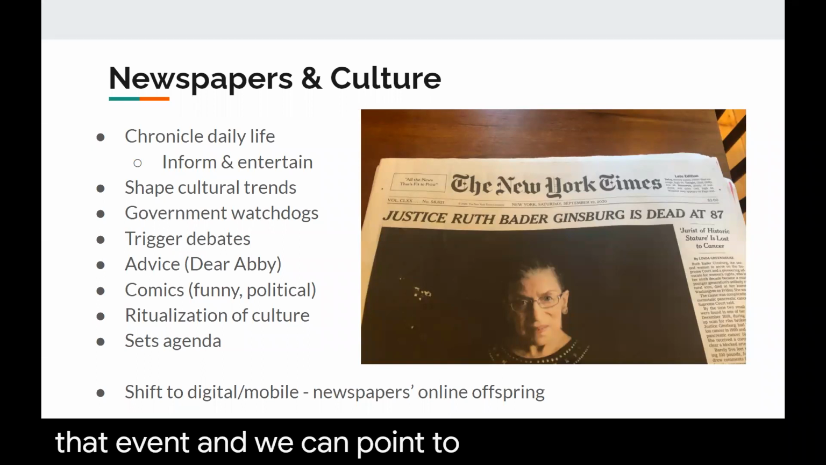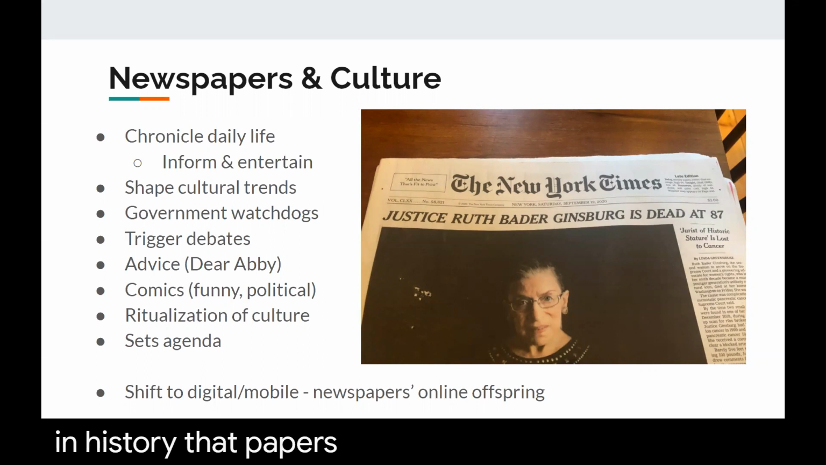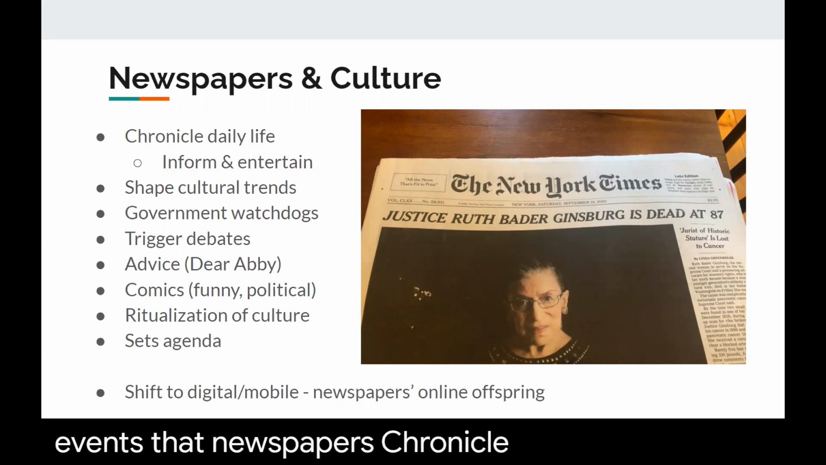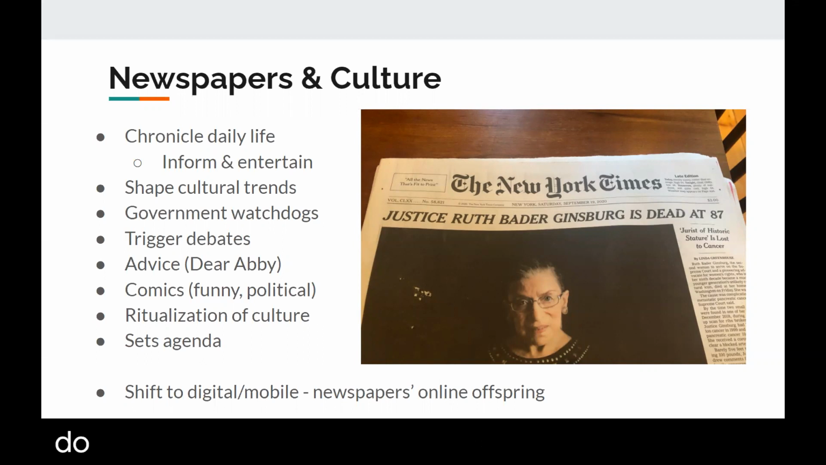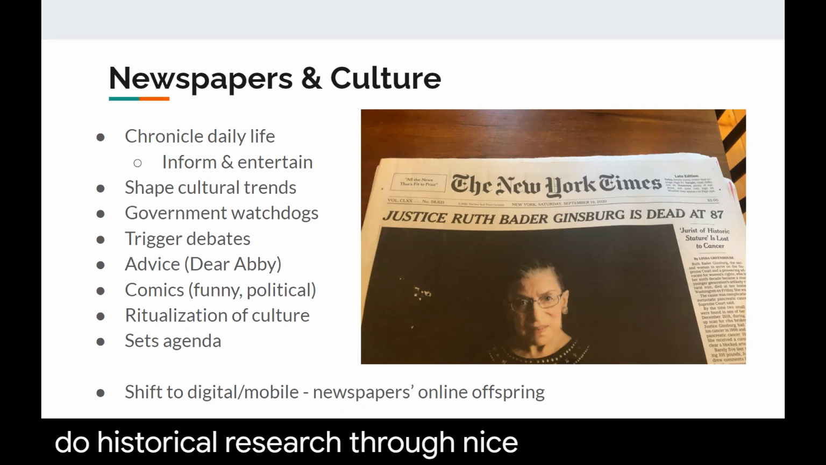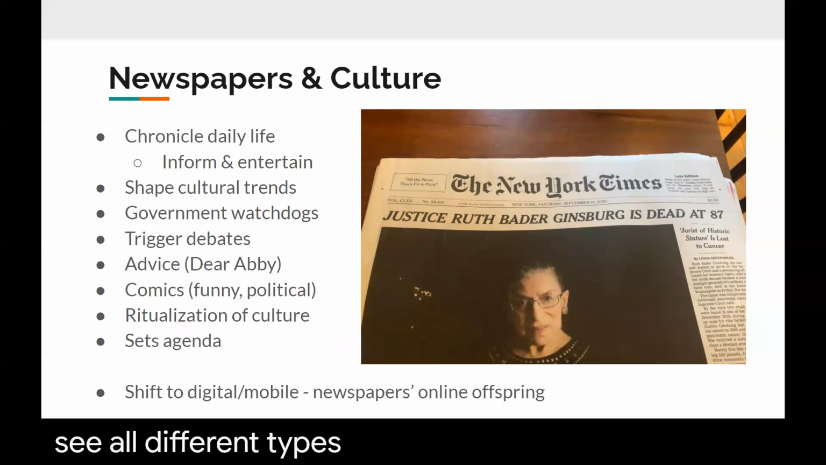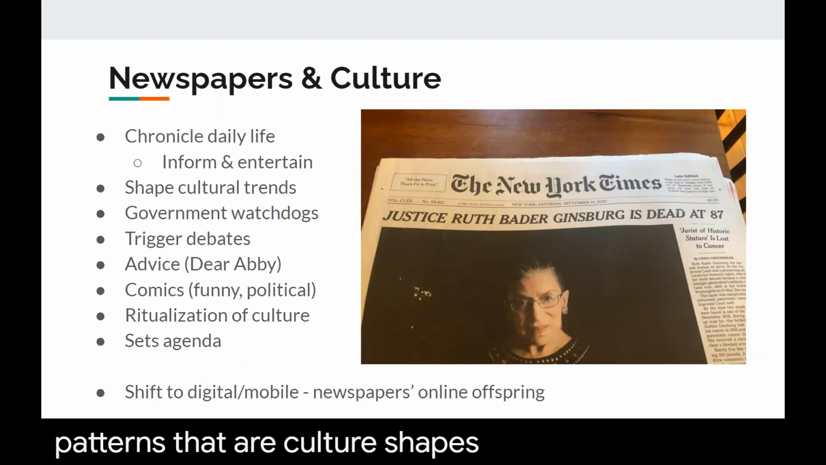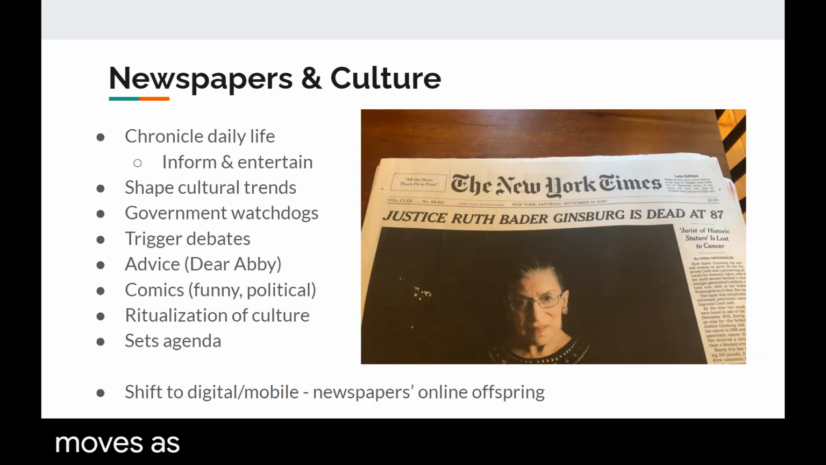And we can point to many different periods in history that papers have really been able to capture through their front page in a chronicle of what American life is like. Now, it doesn't have to be major events that newspapers chronicle. In fact, if you do historical research through newspapers, you can see all different types of coverage and see the patterns that our culture shapes and kind of moves as the coverage of newspapers changes over time.